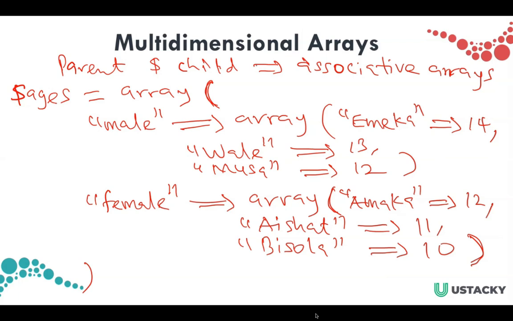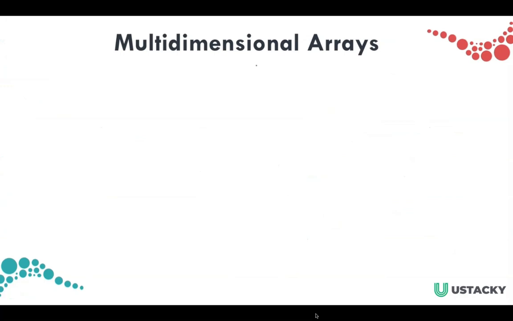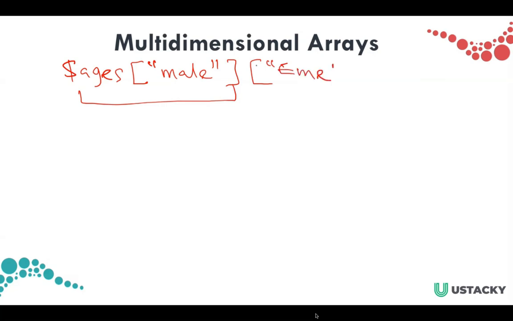Now let us try to get elements in the array. For example, to get the age of Emeka, we'll be coming from the parent array through this key, which is male, and through the key here, which is Emeka. Then we can access this value. To get the value for Emeka, it's going to be $ages. The first key is male. This is going to represent another associative array. And to get the value of Emeka, now we have Emeka here.